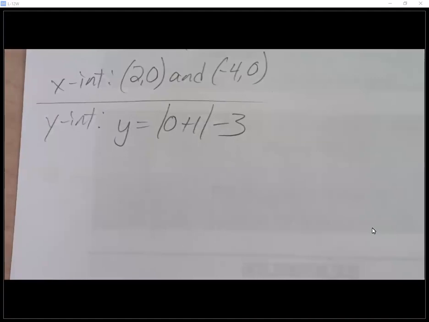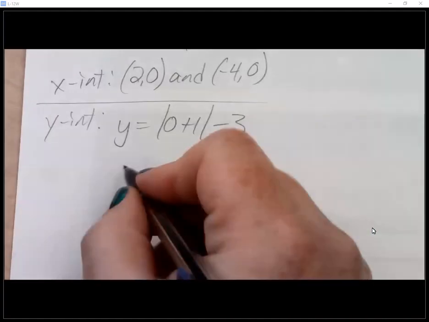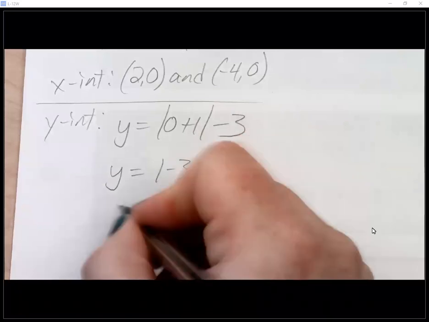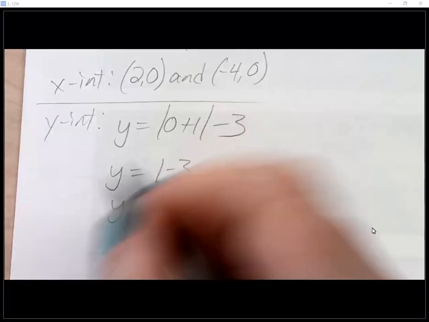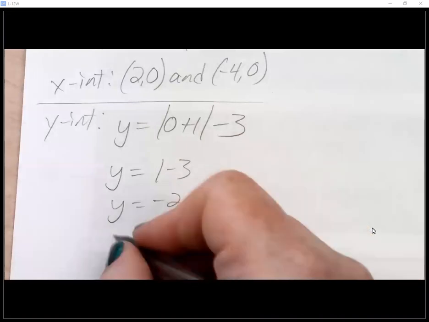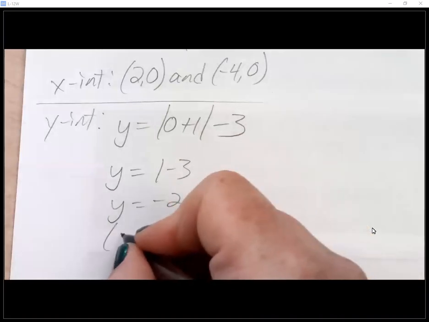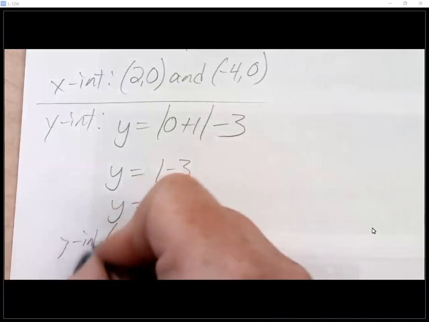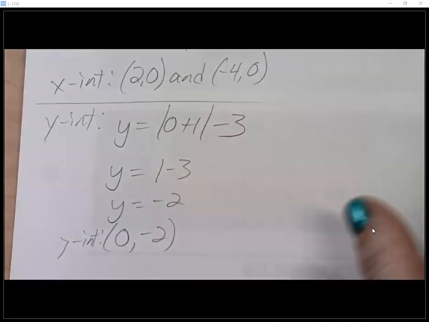Okay, there it is. And now all I gotta do is solve. Absolute value of 1 is just 1. I got a -2. Did you? Cool. So that point would be at 0, -2 for that Y-intercept. Okay, did you try the last one yet? Try it real quick if you haven't already.